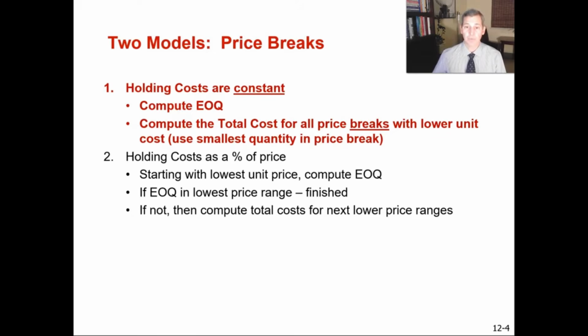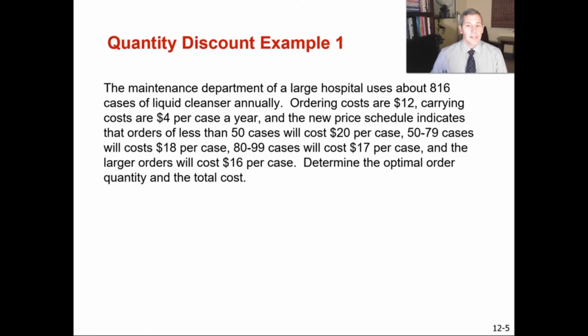So let's do our first example for the quantity discount model. The maintenance department of a large hospital uses 816 cases of liquid cleaner annually. Ordering costs are $12, carrying costs are $4 per case a year, and the new price schedule indicates that orders of less than 50 cases will cost $20 per case, 50 to 79 cases will cost $18 per case, 80 to 99 cases will cost $17 per case, and the larger orders, so anything over 100, will cost $16 per case. So we're going to determine the optimal order quantity and the total cost.